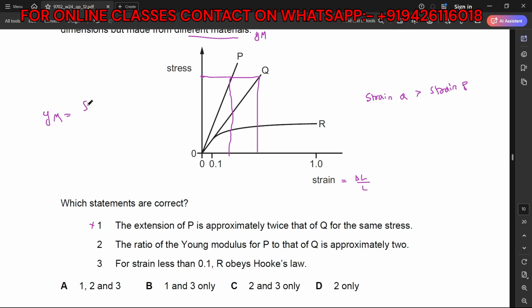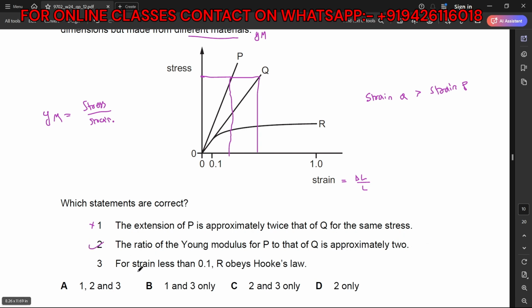because Young's modulus can be given by stress by strain. So the gradient of the graph for P to that of Q is approximately 2. The gradient of P is obviously higher compared to Q, and because both of them are linear and we can manually compare, approximately this is a correct statement.